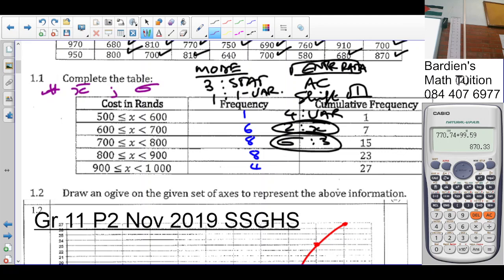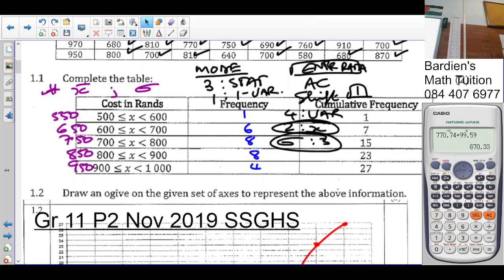So what we do is we need to find the midpoints. To get the midpoints, it's 500 plus 600 divided by 2, which is 550. The next one is 650, 750, 850, 950. So those are the class midpoints.